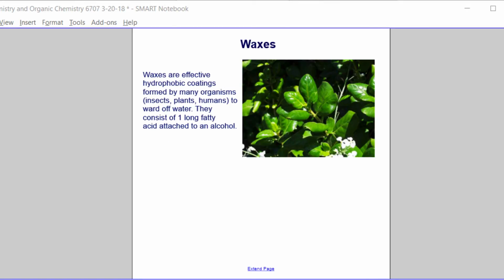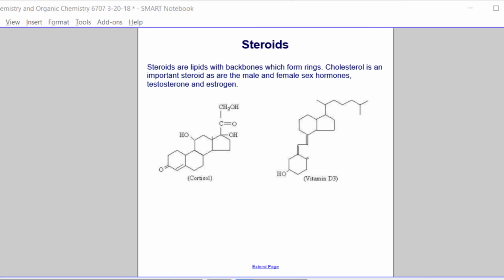Waxes are effective hydrophobic coatings formed by many organisms, insects, plants, humans, to ward off water. They consist of one long fatty acid attached to an alcohol. Steroids are lipids with backbones which form rings. Cholesterol is an important steroid, as are the male and female sex hormones, testosterone and estrogen. A couple of other steroids here we see cortisol and vitamin D3.